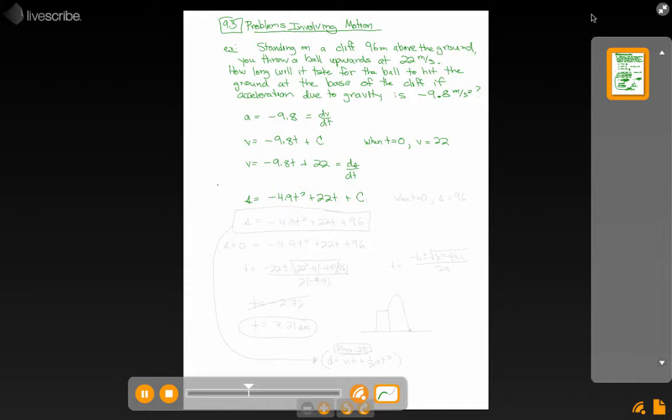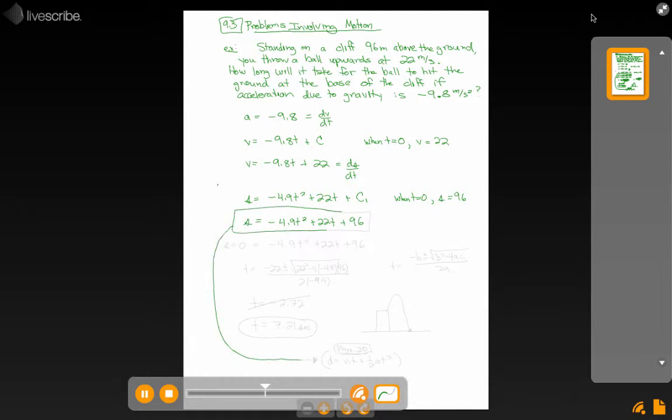a constant again, but this time I'll call it c1 just because it isn't the same constant. Now that we have a position function, negative 4.9t squared plus 22t plus c1, we know that when t equals 0, we're actually at a position of 96 meters above the ground. So we actually know this constant as well. Negative 4.9t squared plus 22t plus 96.